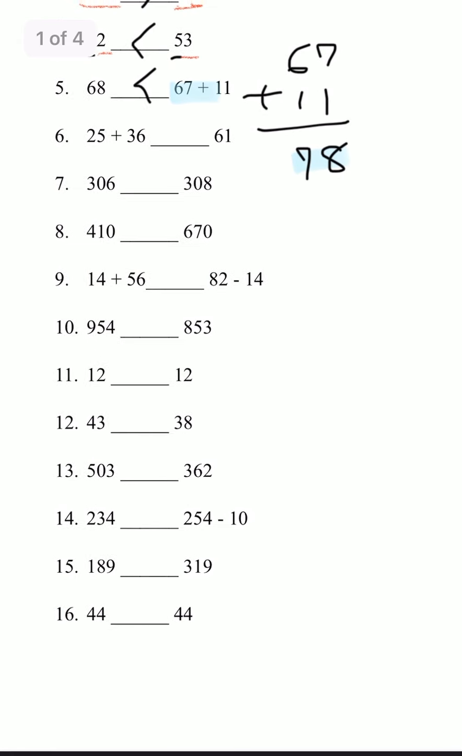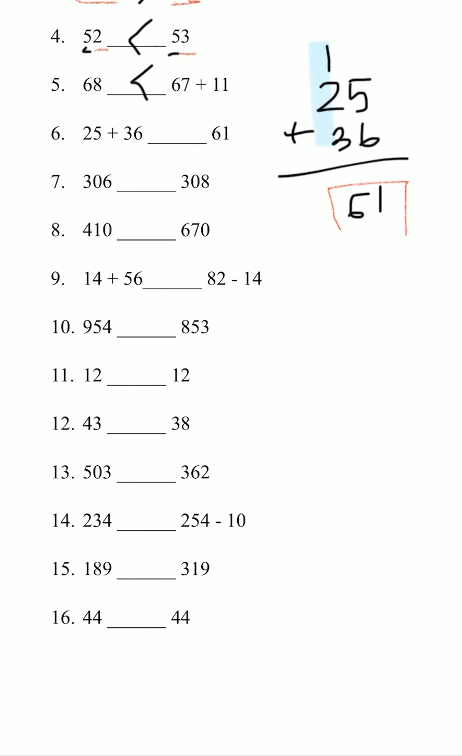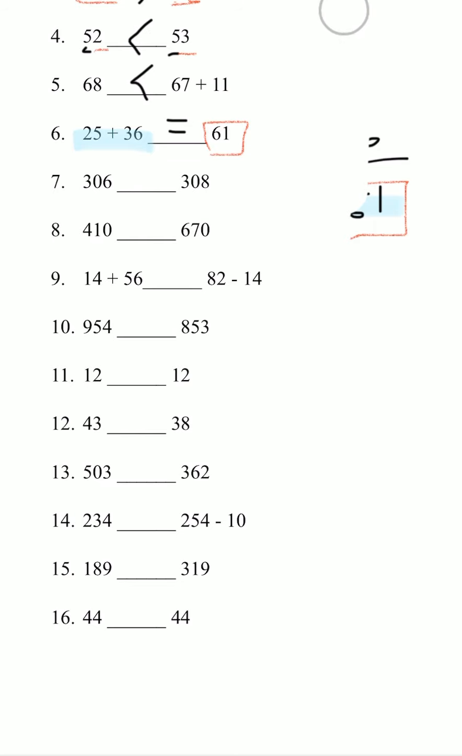Now let's try number 6. Number 6, we have 25 plus 36 and 61. So 25 plus 36. That's 11. The 1 goes up, and now we're adding these three numbers. We're going to have 1 plus 2 is 3, and then 3 plus 3 is 6, so we have 61. So here we have 61, and here we have 61, right? So that 61 is also 61. So we're going to use the equal sign, because they are both 61, okay?